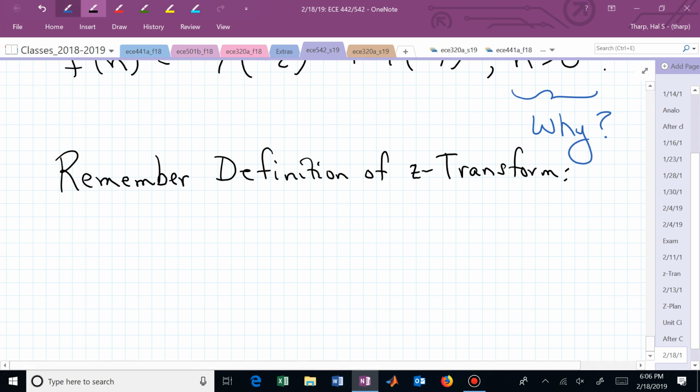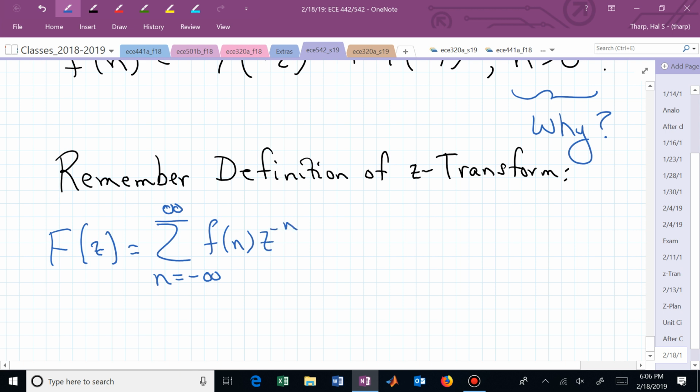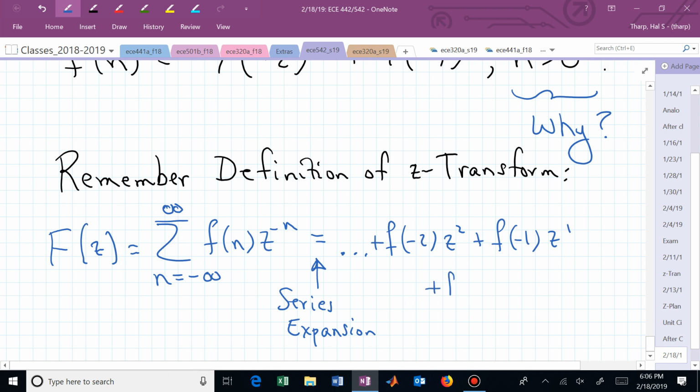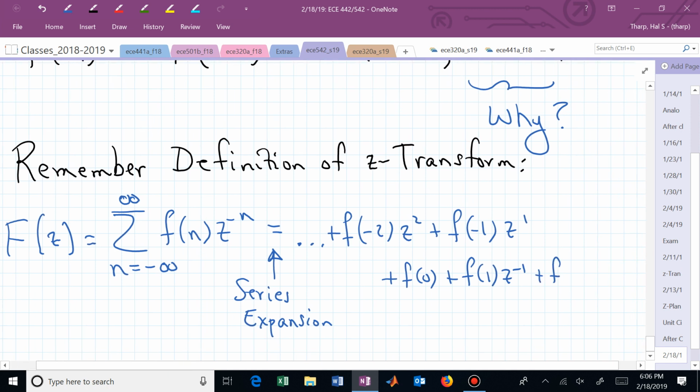Of the Z-transform, which is F of z, this summation from n equals, and in this case we can just say in general, from minus infinity to infinity, f of n, z to the minus n, which the series expansion produces f of minus 2, z to the 2, plus f of minus 1, z to the 1, plus f of 0, plus f of 1, z to the minus 1, plus f of 2, z to the minus 2.